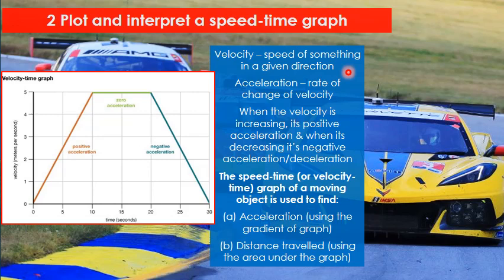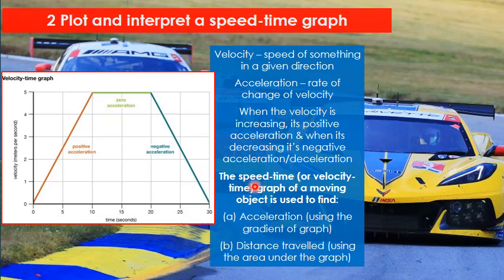How much change is happening in a given space of time? We're going to calculate acceleration and get into all of that. When velocity is increasing, we have positive acceleration, which means our velocity is increasing with time. When it's decreasing, that's negative acceleration, called deceleration, which means the velocity is reducing until the object that is moving comes to a stop.